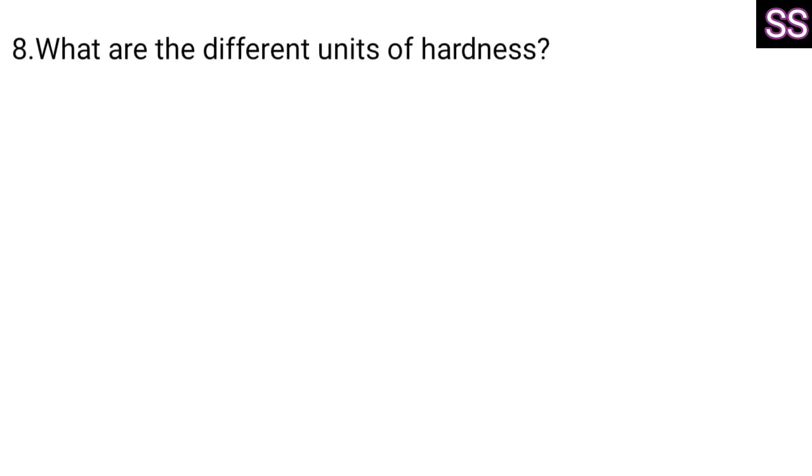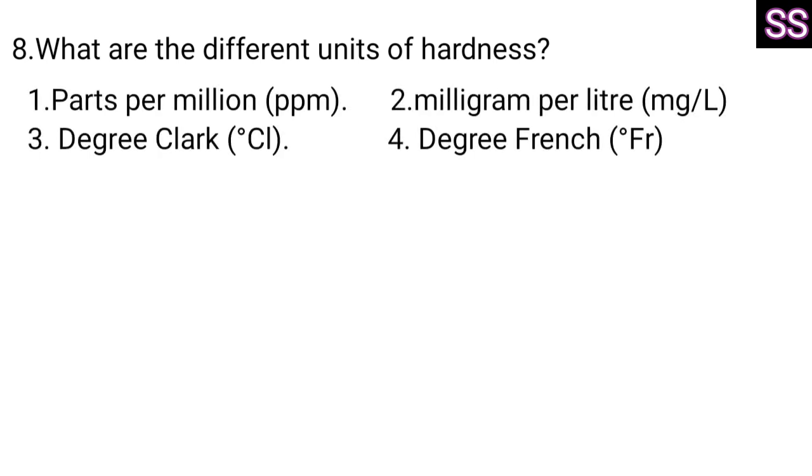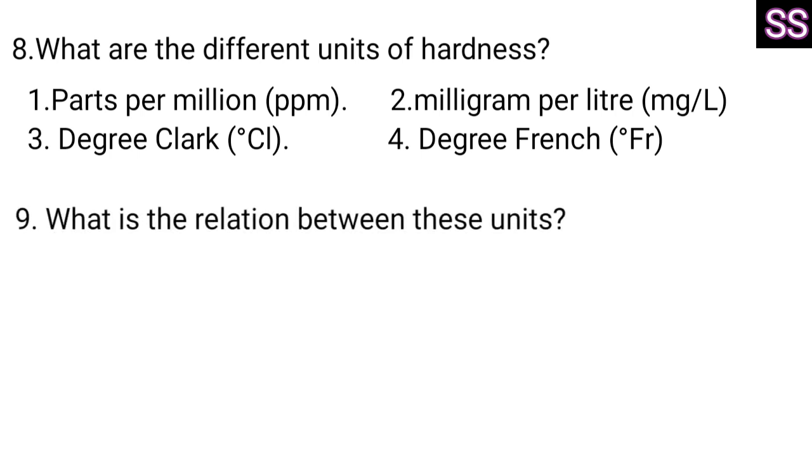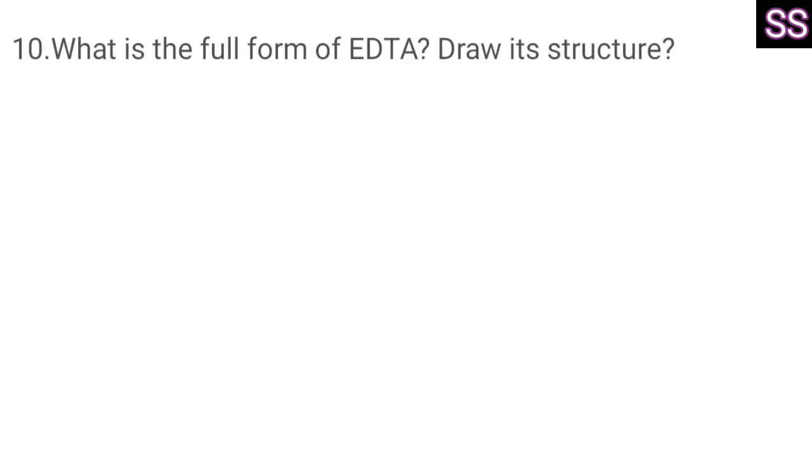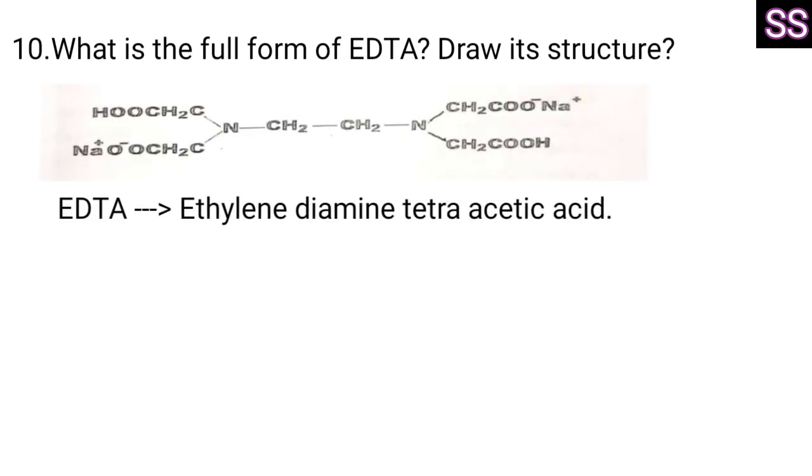What are the different units of hardness? The different units of hardness include parts per million, milligrams per liter, degree Clark, and degree French. What is the relation between these different units? 1 ppm equals 1 milligram per liter, which further equals 0.01 degree French and 0.07 degree Clark. What is the full form of EDTA? Draw its structure. EDTA stands for ethylene diamine tetraacetic acid.